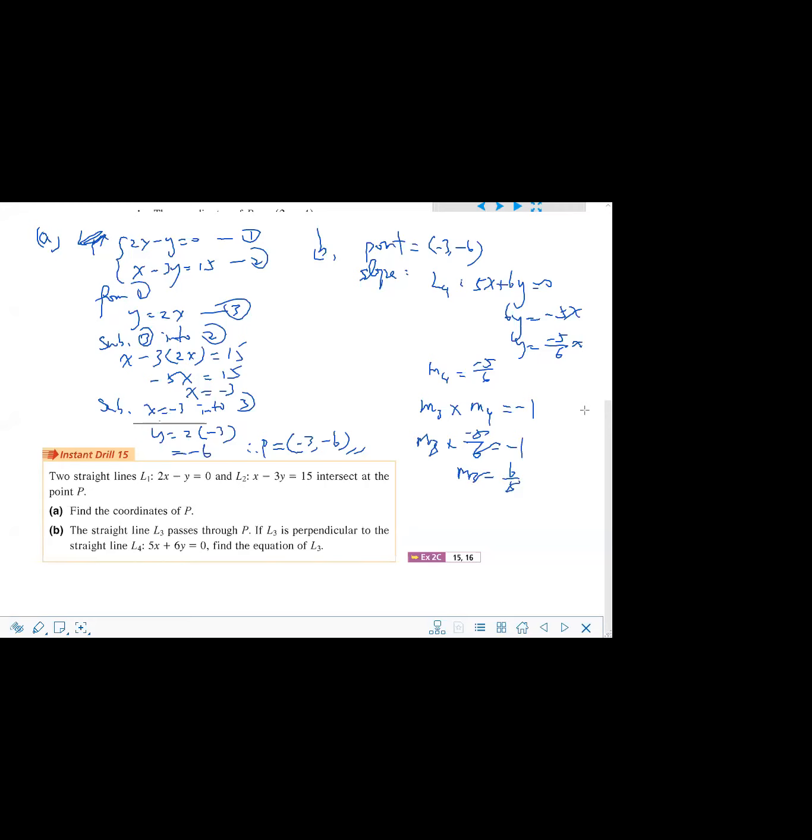Okay. Now we have point, we have slope. So we can write down the equation of L3 by using the point slope form. Point slope form, y minus negative 6 is equal to 6 over 5 times x minus negative 3. Okay, so 5 bracket y plus 6 is 6 bracket x plus 3. 5y plus 30 is 6x plus 18. So final answer, 6x minus 5y minus 12 is equal to 0. Okay, so that is the answer.